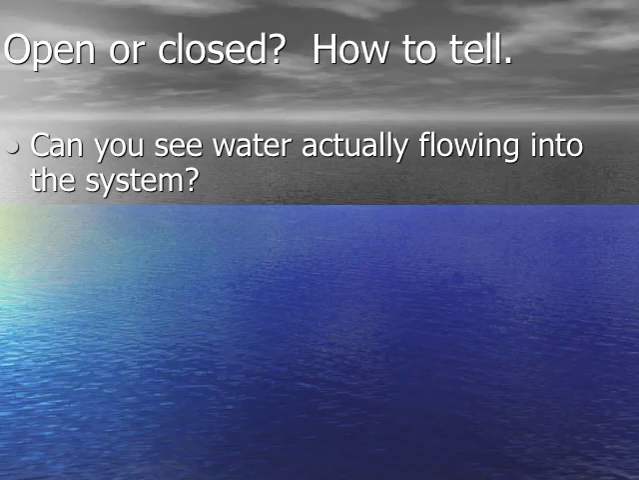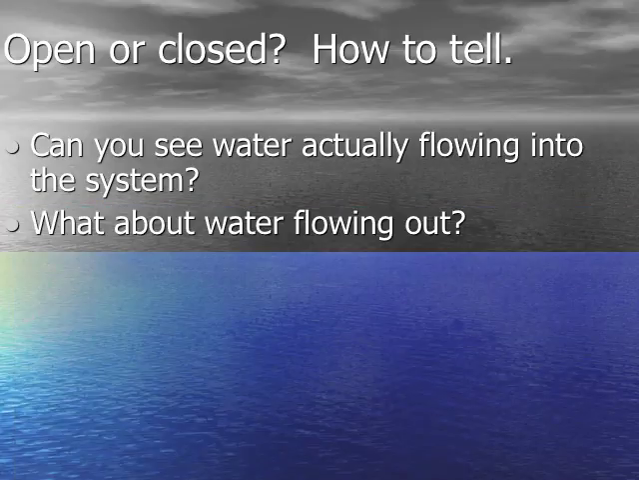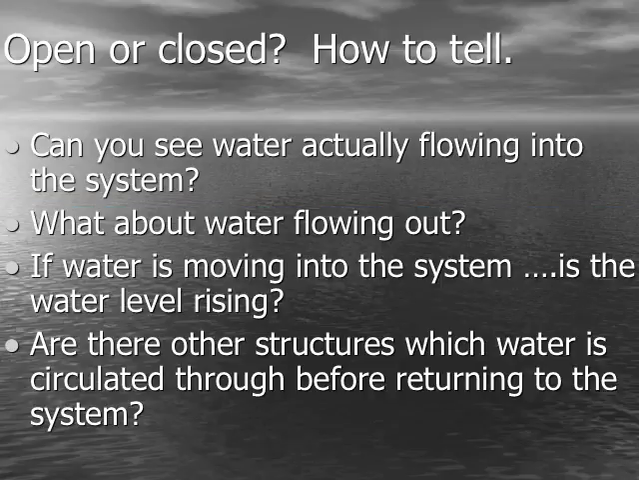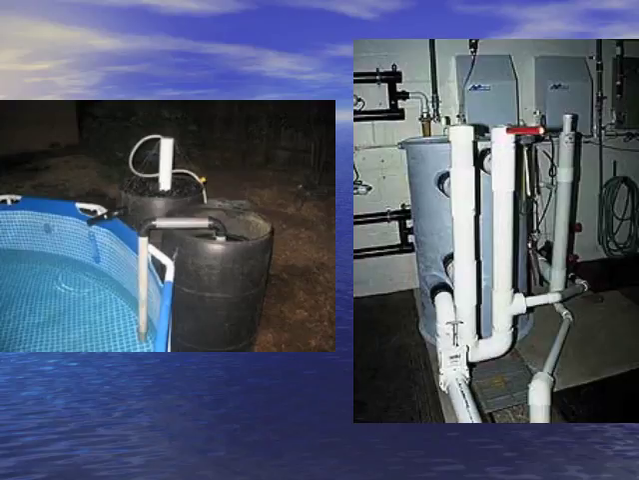We're going to give you some visual clues when you're looking at an aquaculture system on how to determine if it's an open or closed water use. First is, can you see water actually flowing into the system? Can you see water flowing out of the system? If water is moving into your system, is the water level rising? And the last one is, do you see any other structures inside the system or outside, maybe on the bank, where water is pumped up and moves through before it returns back to the main system?